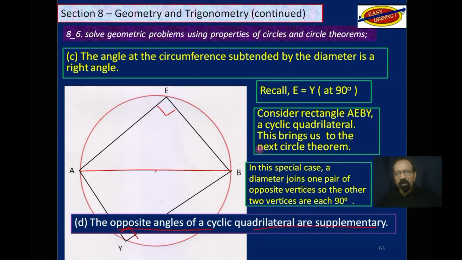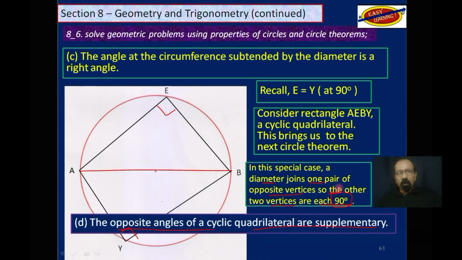Now, this is a special case. A diameter joins one pair of opposite vertices, so the other two vertices are each 90 degrees. But remember, if you add those two 90 degrees, you will get 180.